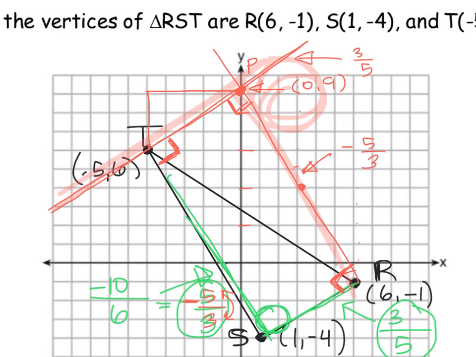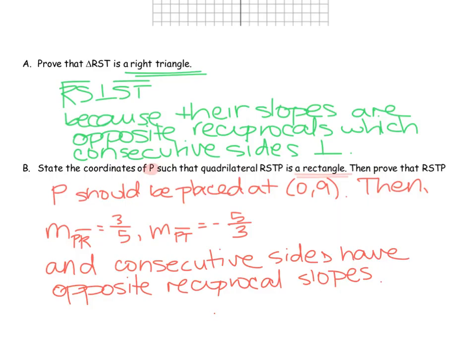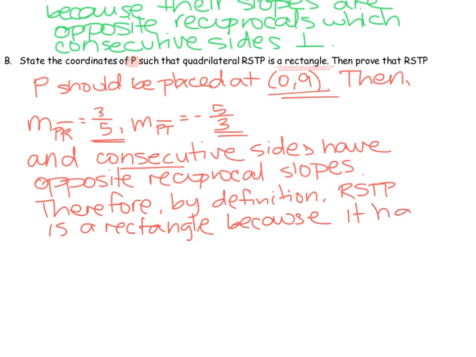And then we can just write up why we know that this is a rectangle. So we would just write up where P should be placed, and then, proving that RSTP is a rectangle, we would write our new slopes, and then we would say consecutive sides have opposite reciprocal slopes. Therefore, by definition, RSTP is a rectangle because it has 4 right angles formed by perpendicular sides.